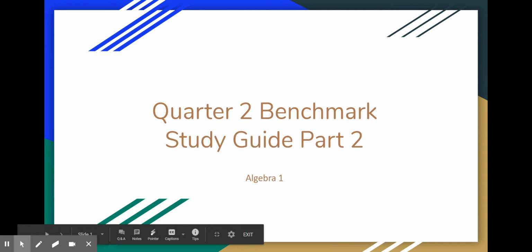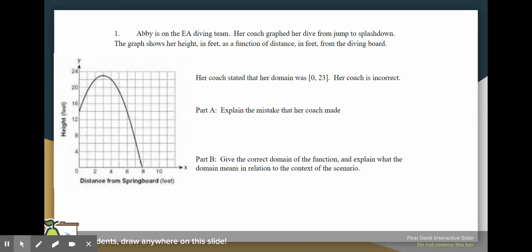Right, guys, now we're going to go over Quarter 2 Benchmark Study Guide Part 2. It says Abby's on the EA diving team. On the EA diving team, her coach graphed her dive from jump to splashdown. The graph shows her height in feet as a function of distance in feet. Her coach stated that her domain was from 0 to 22. Her coach is incorrect. Please explain the mistake that her coach made.